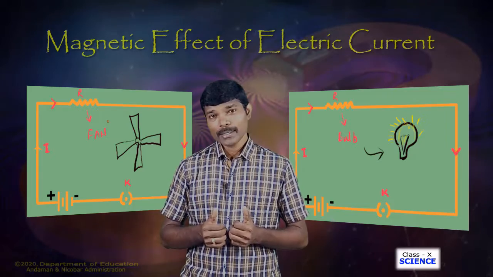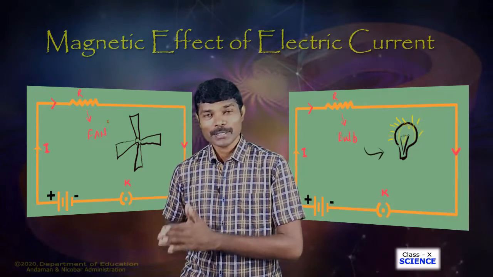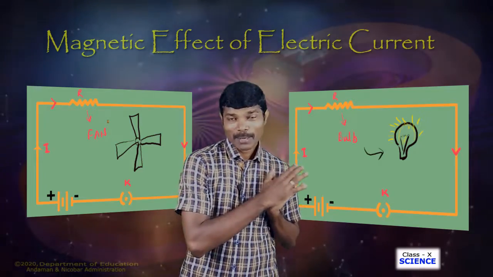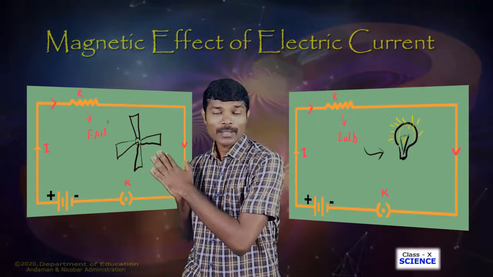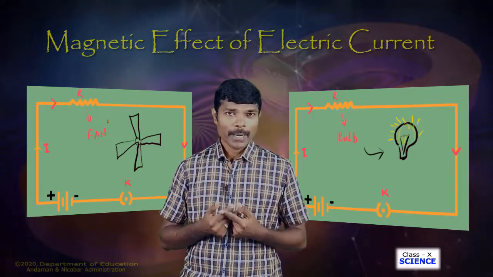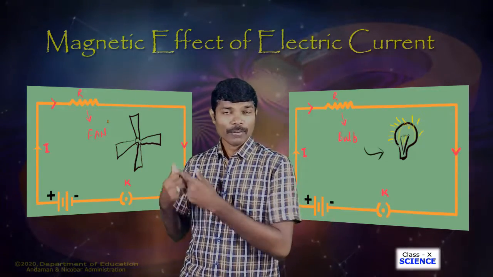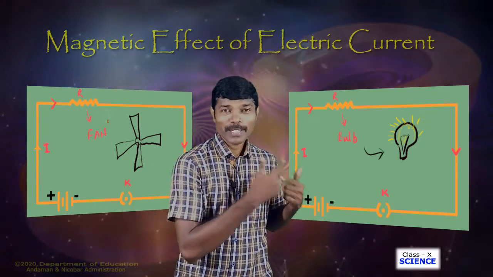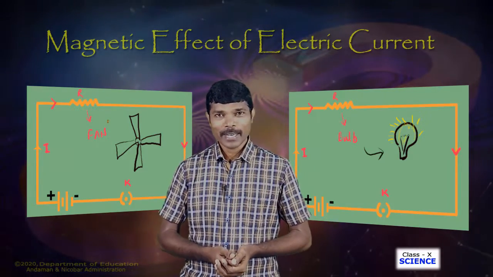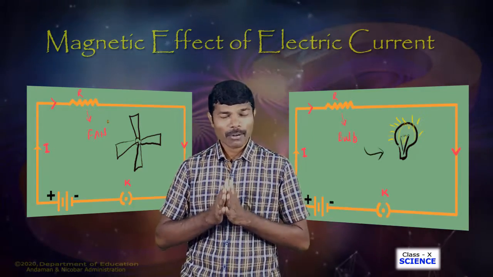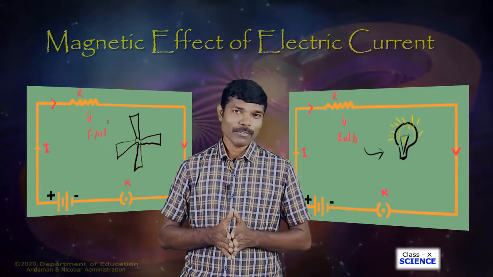Here in both cases, what happens? The electric charges flow, right? Electric current flows. Due to the electrical energy, here the bulb starts glowing, whereas here the fan starts rotating, right? Now suppose the electrical energy causes rotation of a fan, then why does the bulb not get rotated? Very interesting, right? Now to understand this, we have to see another important concept of the magnetic effect of electric current.